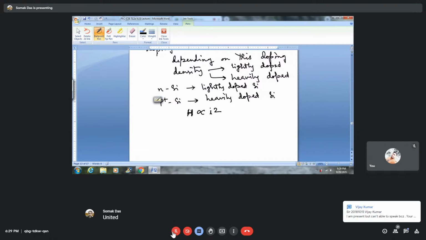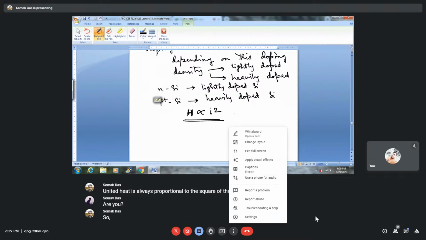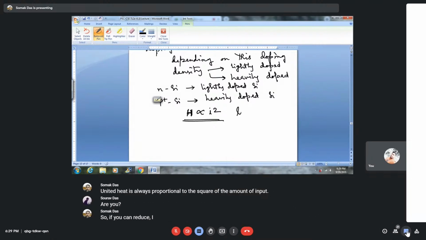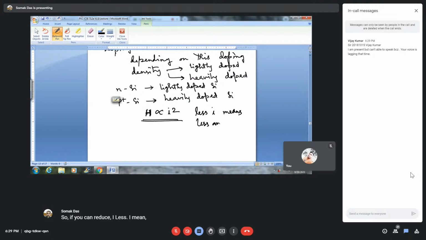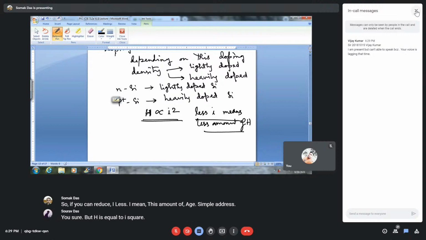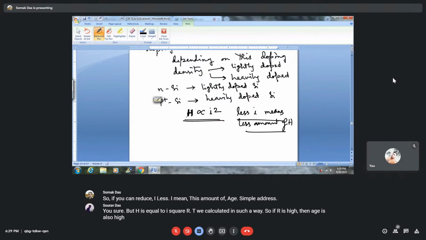Generated heat is always proportional to the square of the amount of input current. So if you can reduce I, less I means less amount of H. Simple as that. Sir, but H is equal to I square RT. We calculated in such a way. So if R is high, then H is also high by that logic as well.